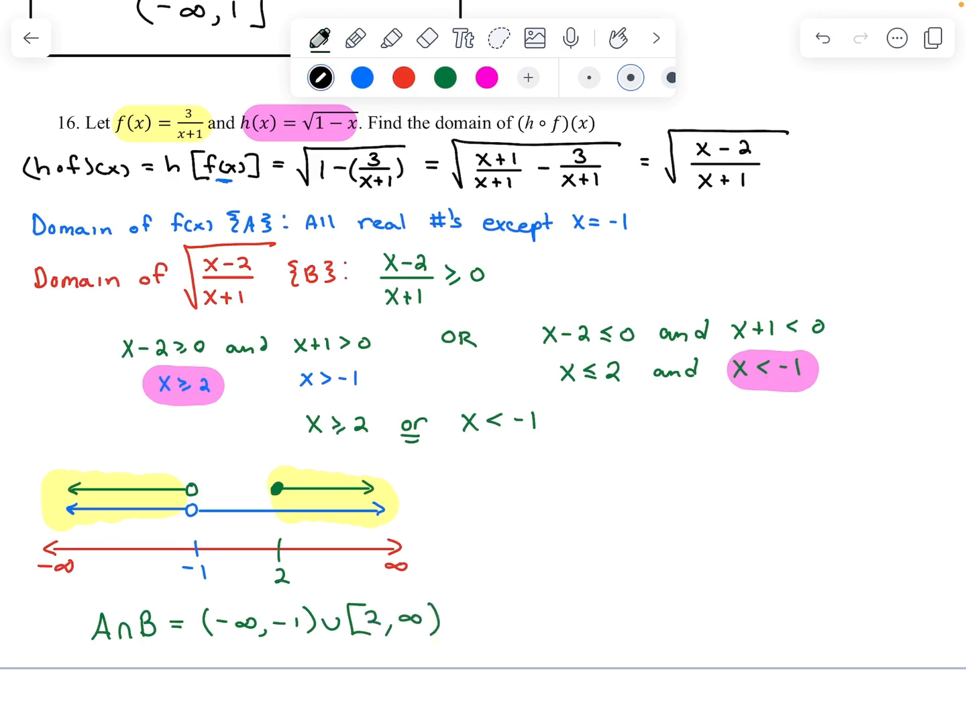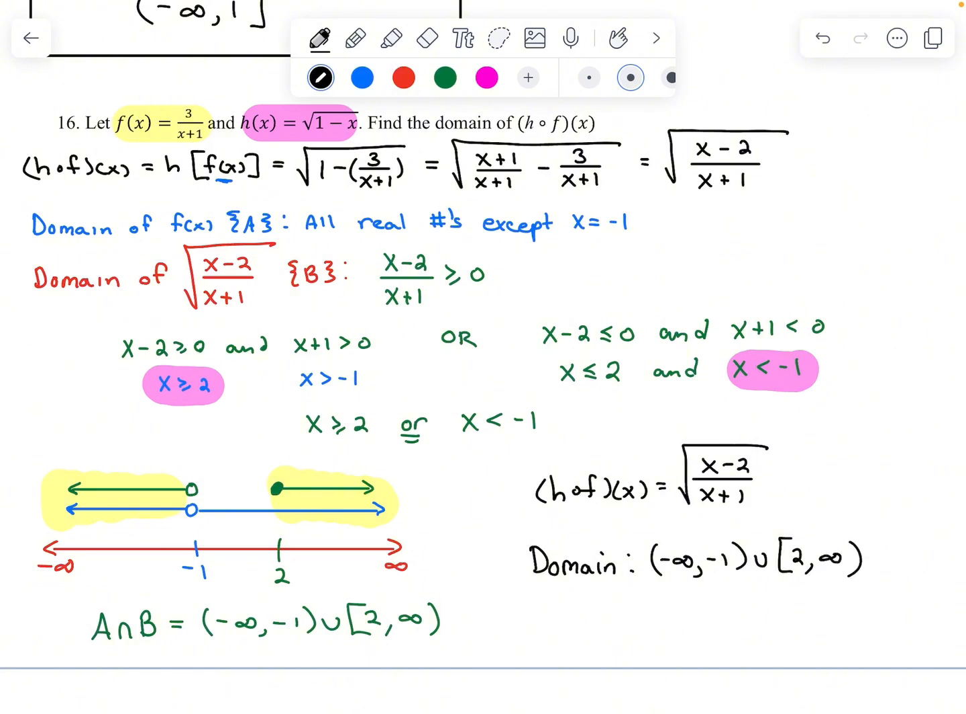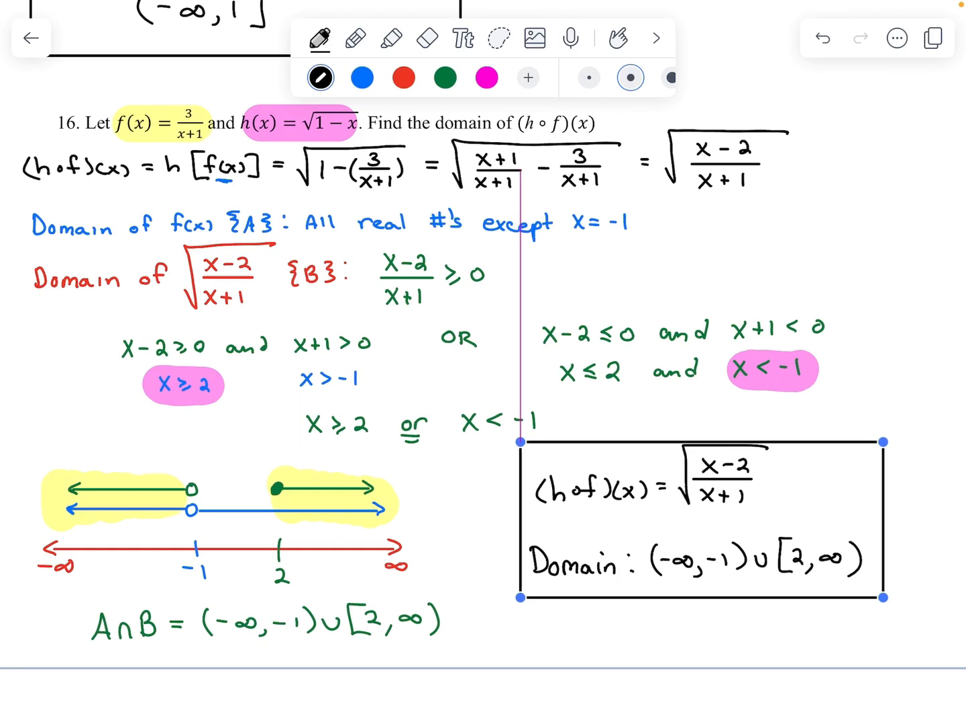Okay, now that we have the intersection of the two domains, we can state the domain of the composite function. So h composed of f of x is equal to the square root of x minus 2 divided by x plus 1, and the domain of the composite function is -infinity to -1, union 2 to infinity. And we are done.